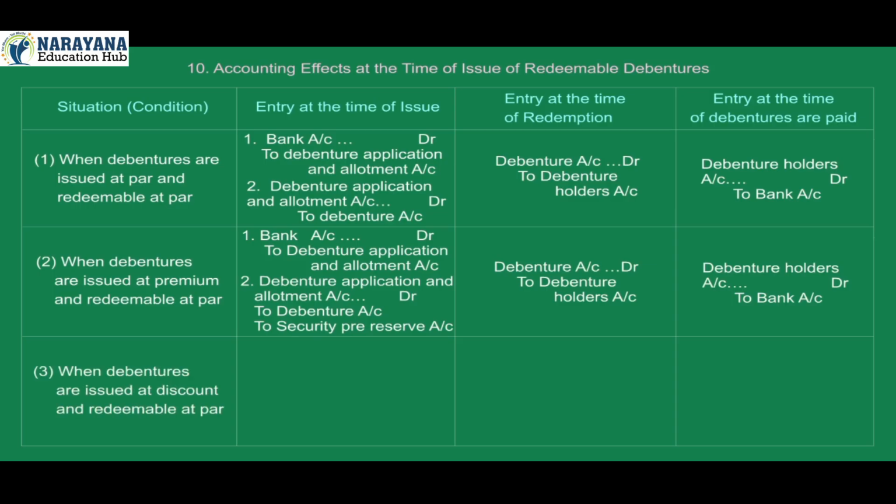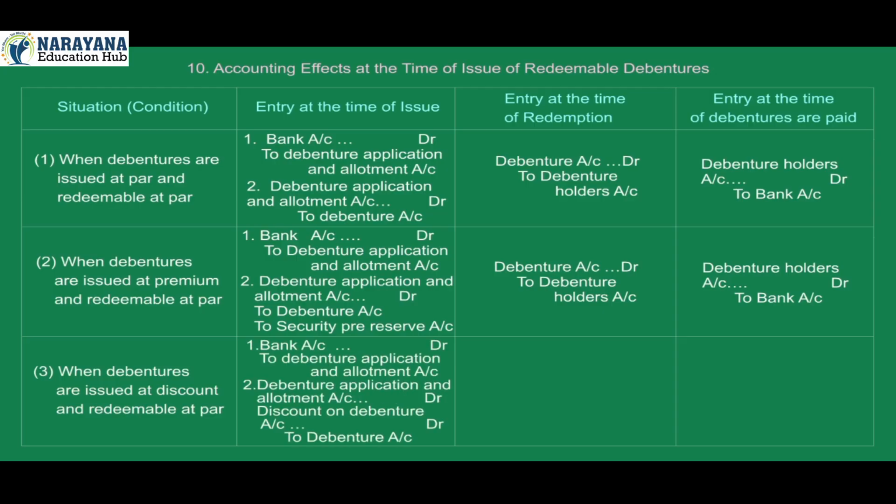3. When debentures are issued at discount and redeemable at par. 1. Bank account debit to debenture application and allotment account credit. 2. Debenture application and allotment account debit. Discount on debenture account debit to debenture account credit. Debenture account debit to debenture holders account credit. Debenture holders account debit to bank account credit.